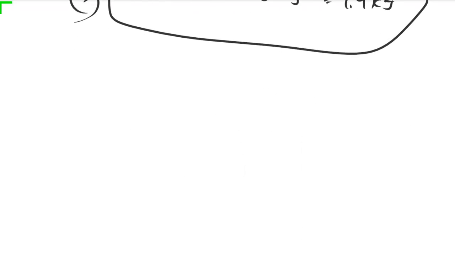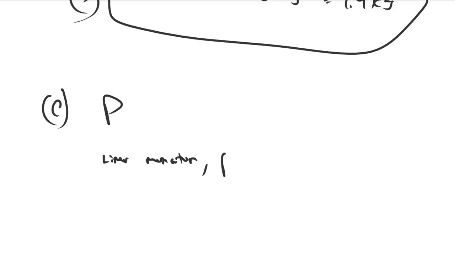And now for part C, the definition of power for rotation is the same as the definition of power for linear. Power is defined, and this is a capital P, not to be confused with a lowercase p for linear momentum, which is a vector. This is an uppercase P, not a vector. This is power.